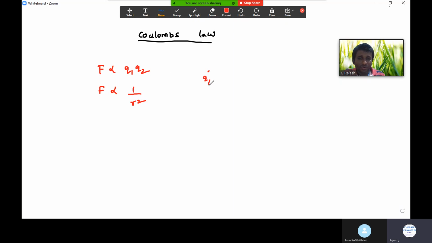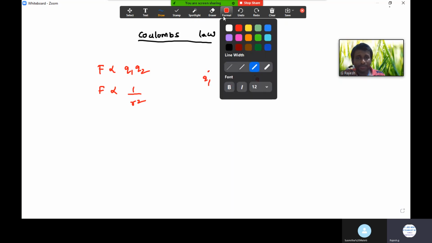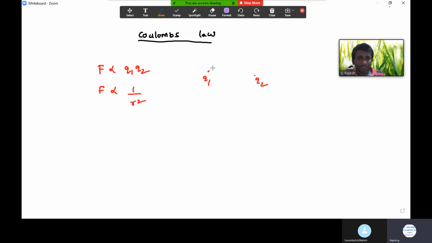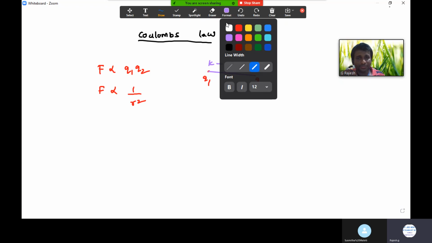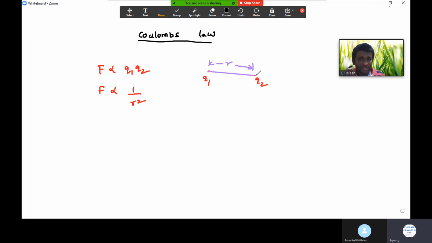So I am taking a charge Q1 and a charge Q2, separated by distance R. If they are like charges, they will repel each other. If they are unlike charges, they attract each other. For now, I am taking like charges. So this is a positive charge, and definitely this charge will move in this direction and this charge will move in this direction.